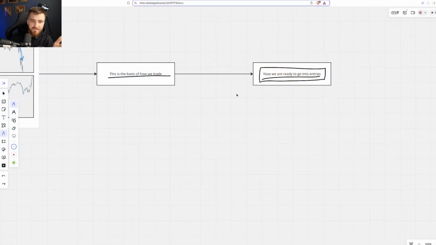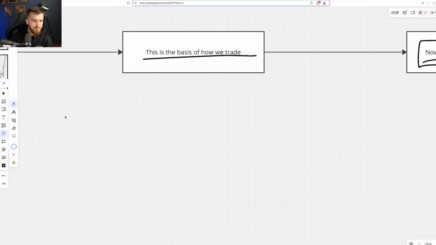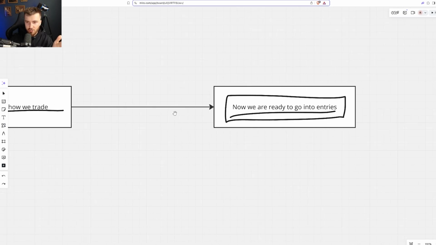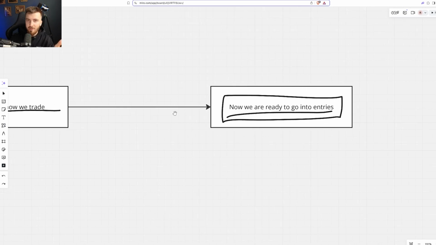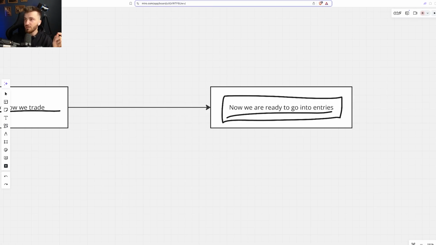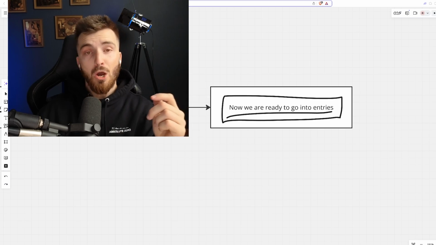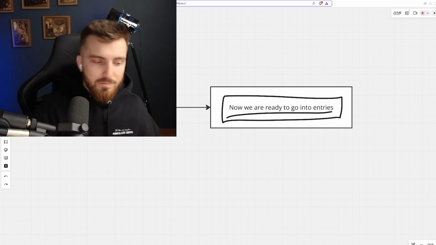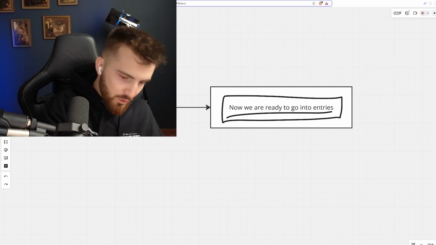So it's not about me giving you something extremely specific that you will have to respect no matter what, or you will be unprofitable. No, I'm telling you, this is the basis of how we trade. It's the understanding of market structure, how the market books, because now you will be ready to go into the entries and understand them clearly. Because so far, all of this was basically showing you how we look at price, market structure, fair value, order blocks, everything.